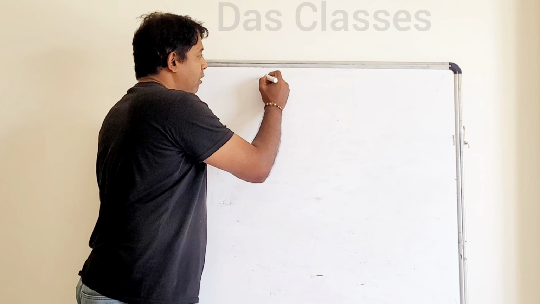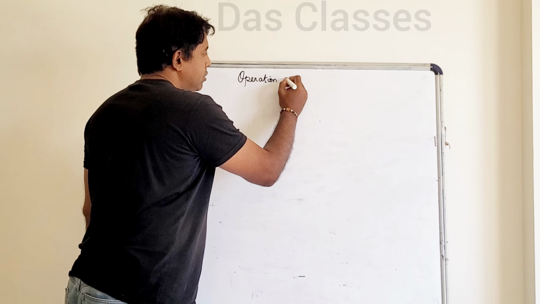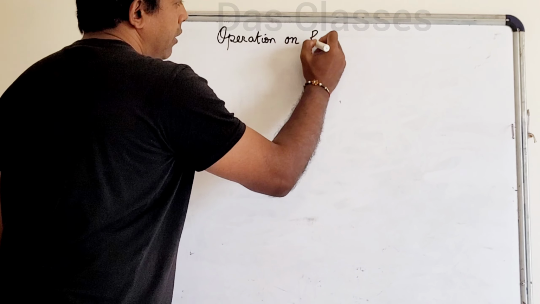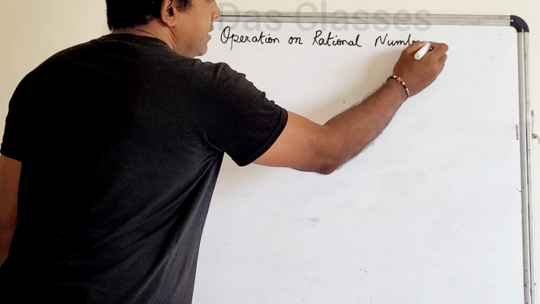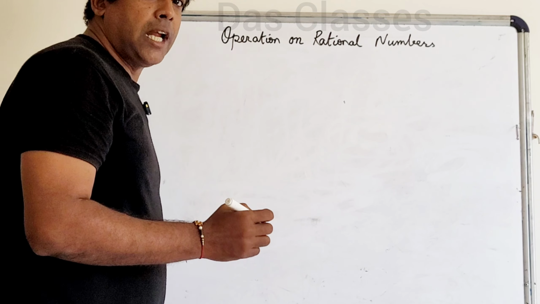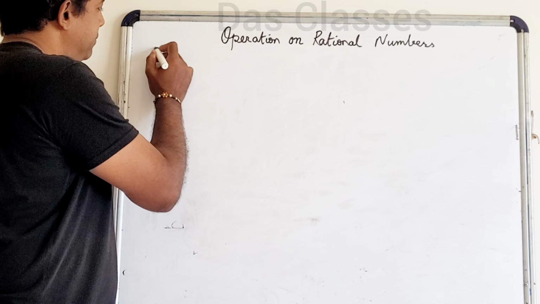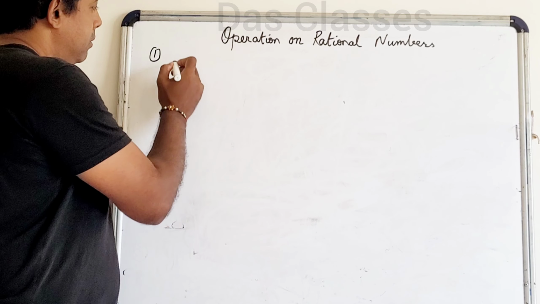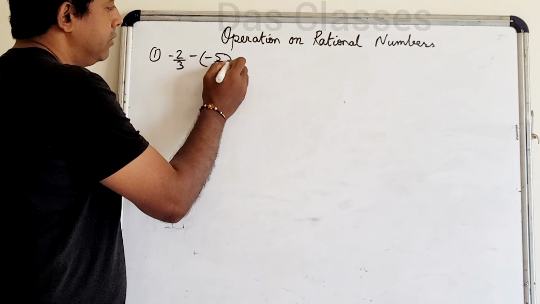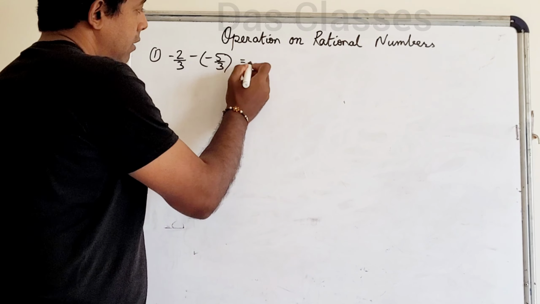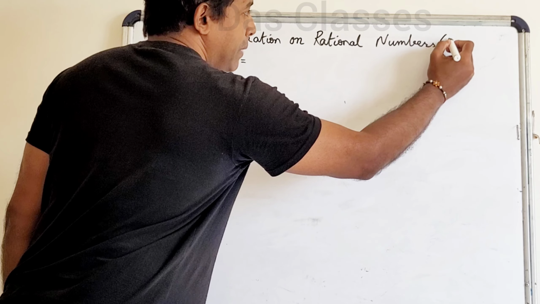So about operation on rational numbers, we'll take various examples to understand what are the different kinds of sums that can be asked. So we'll start with a very basic example. Minus 2 upon 3 minus 5 upon 3. In case of rational numbers, it's basically a fraction.